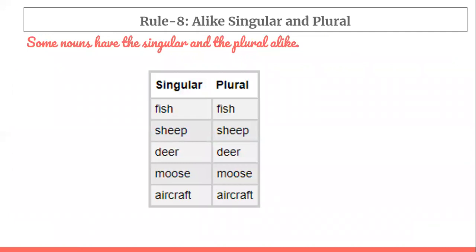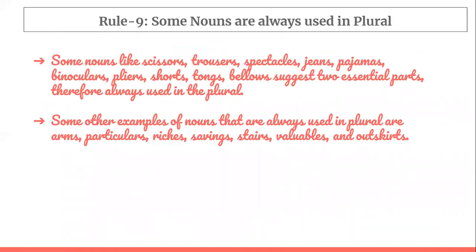Rule number 8: some nouns have the same form in the singular as well as in the plural, like sheep, hundred, aircraft, fish. Whether this is singular or plural, it is the same. Then there are some nouns which are always used in the plural form.